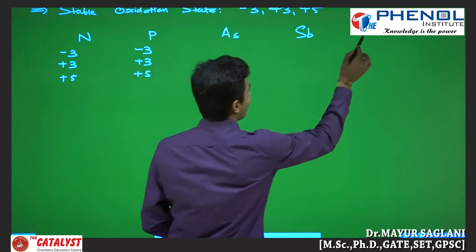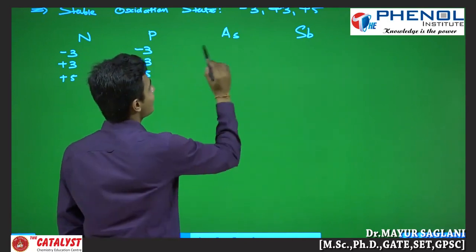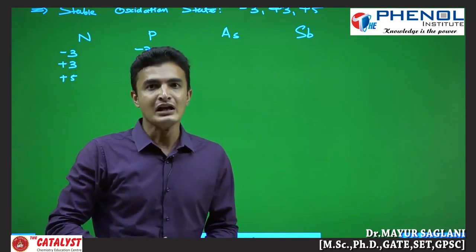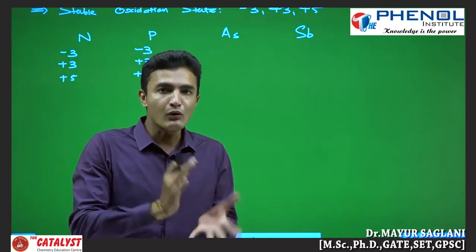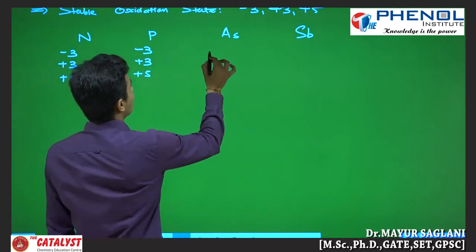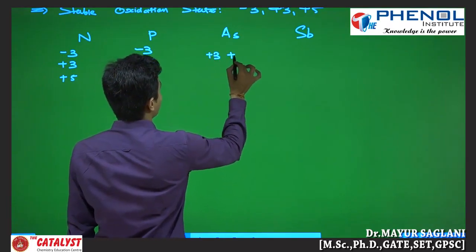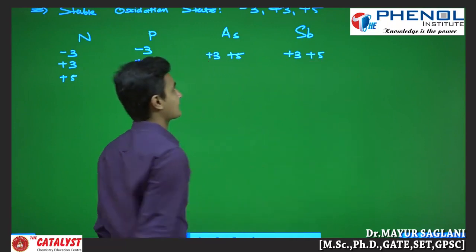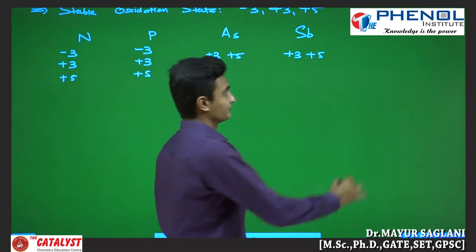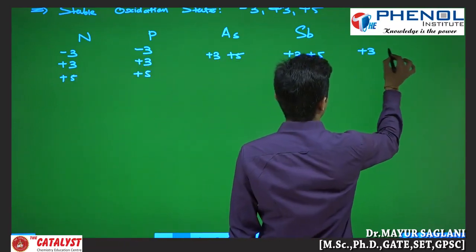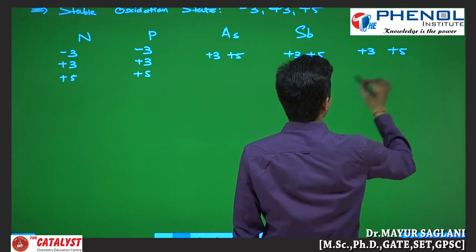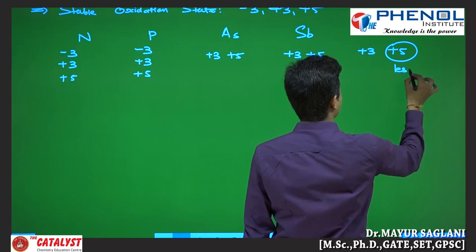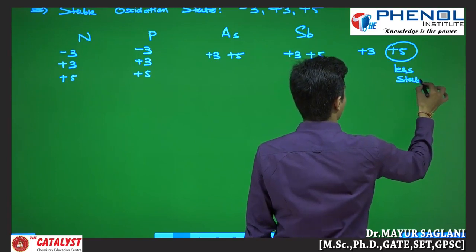So bismuth will never show a negative oxidation state, and even arsenic and antimony, due to their low electronegativity, commonly show only +3 and +5 oxidation states. Bismuth will also show +3 and +5 oxidation states, but the +5 oxidation state is less stable. Why is it less stable?